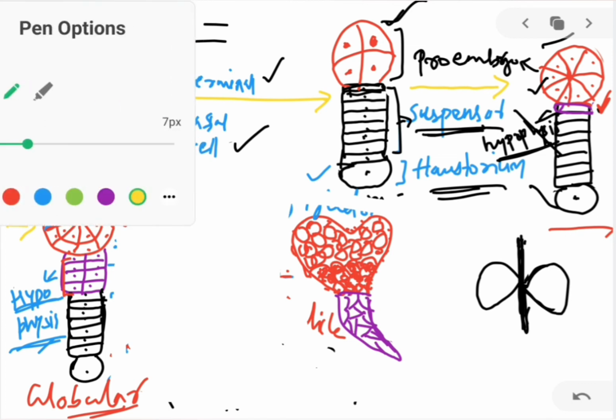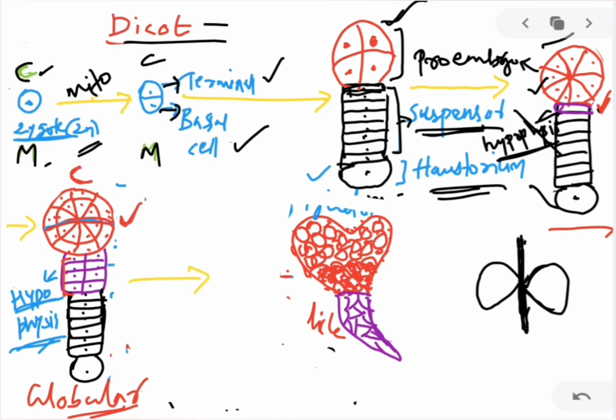Now in the next stage, there are multiple stages in between, we are just avoiding all those and directly coming to another stage. We are not doing anything about the suspensor, because the function of the suspensor is only to push the remaining part, that is hypophysis and proembryo, into the endosperm. So we are not going to talk about this entire suspensor.